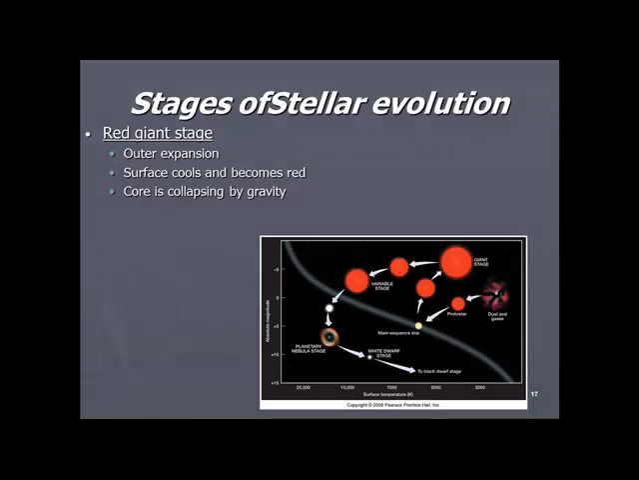Eventually, that outer expansion, that hydrogen burning, starts to happen, and it outweighs the gravity that's pulling it in. This causes the surface to cool and start to become red. As it becomes red, that means that the temperature is decreasing. And also the core starts to collapse because now gravity is stronger because that outer expansion is not occurring as much.